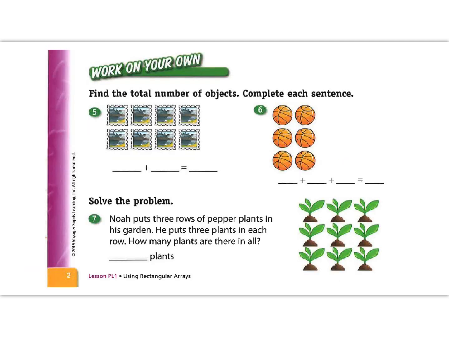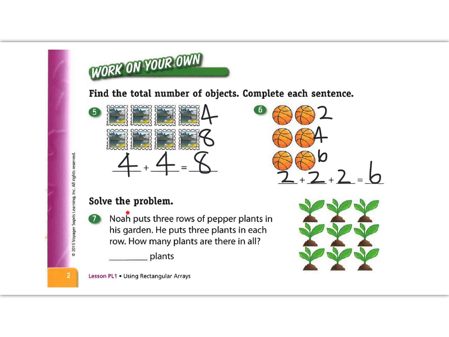This says find the total number of objects, complete each sentence. So they're giving us an addition sentence here, so we're going to do the same thing. 1, 2, 3, 4 in the row, 4 in the next row, 4 plus 4 is 8. If we skip count, same thing, 4 and then 8. Here we have 2, 4, 6. So if we do 2 plus 2 plus 2, we get 6.